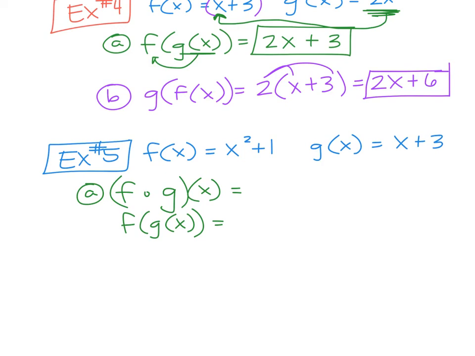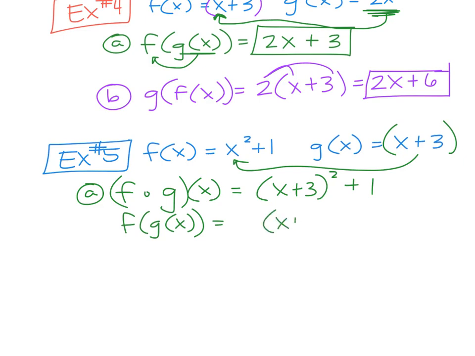Now you have to be a little careful on this one, because if I'm taking this and plugging it in here, I need to square that binomial. So it's going to be x plus 3 squared plus 1. How do you do x plus 3 squared? You FOIL it. Make sure you FOIL x plus 3 times x plus 3. Don't forget about your plus 1 at the end.